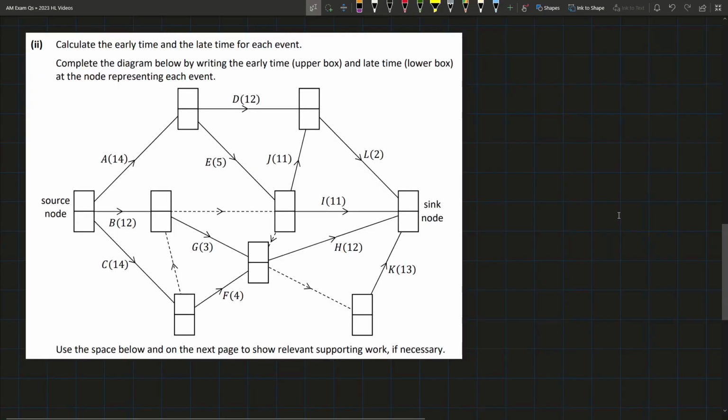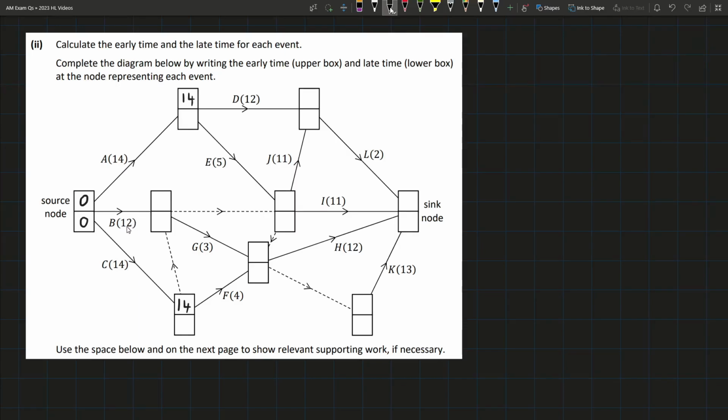So in part 2 we have to calculate the early and late times for each event and complete the diagram doing that. And it says show relevant supporting work if necessary, so I'm actually not going to show any because it's just easier to show it all on the diagram. So the source node is always going to have 0 and 0, and now we're just going to look at the 3 coming out of the source node. So obviously to get to this node the only answer is 14, that's the early time. And for this one, well actually this one we have the 14 going in as well, so we'll leave that for now. And for A going into this node, we have 14 as well.